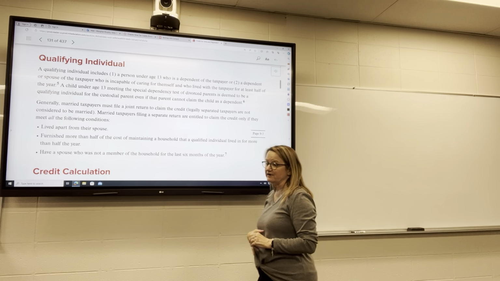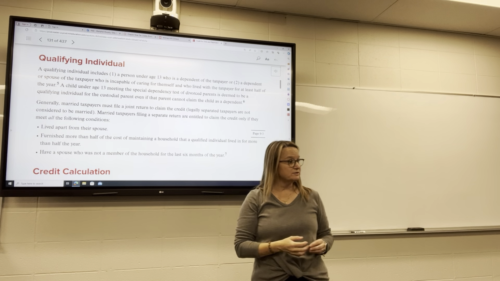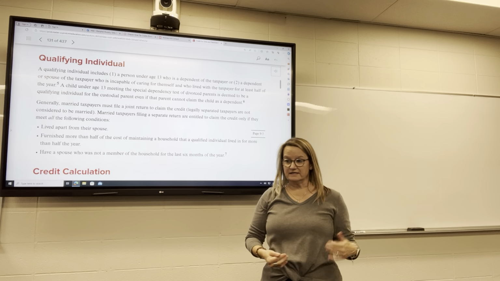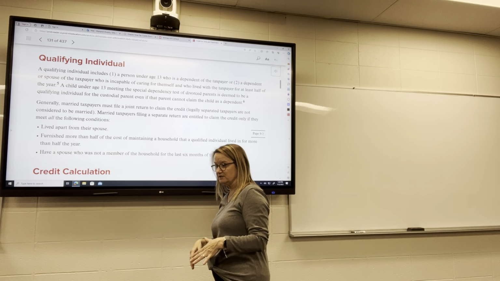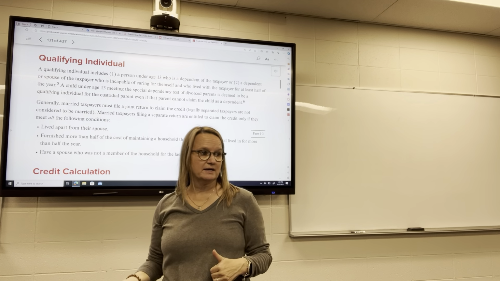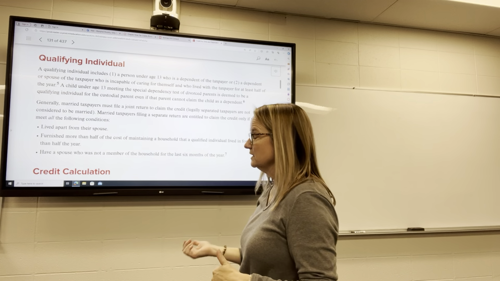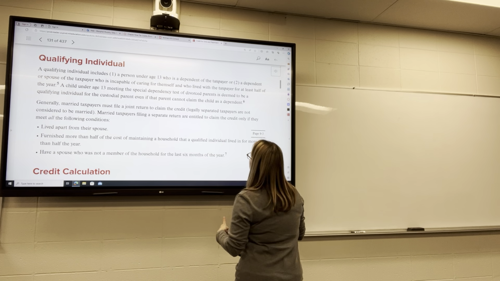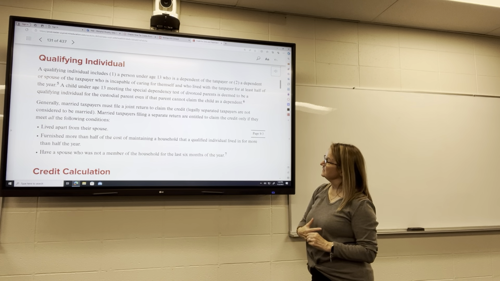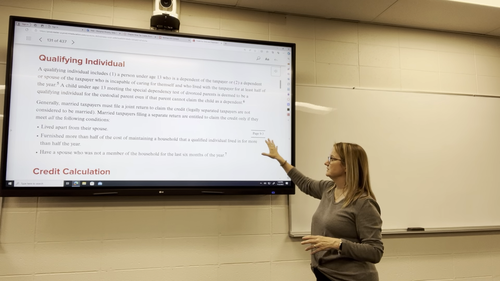Married taxpayers have to file a joint return. So this is one of those areas where married filing separately is detrimental, because you can't claim this child and dependent care credit if you're married filing separately. Married taxpayers filing a separate return only under these circumstances.